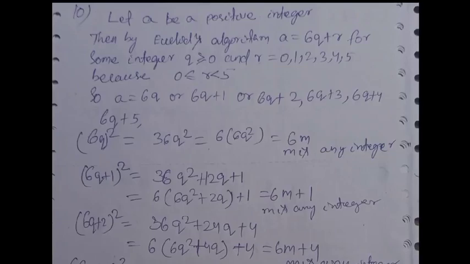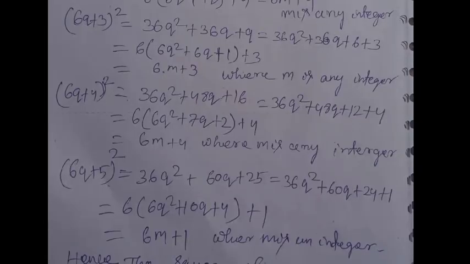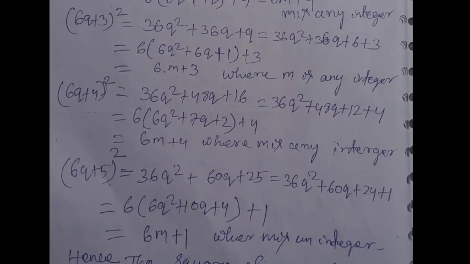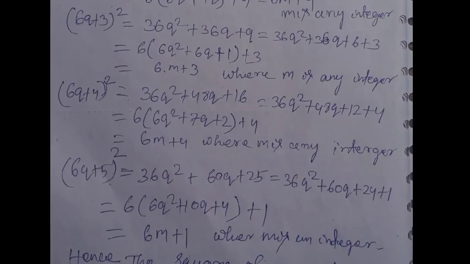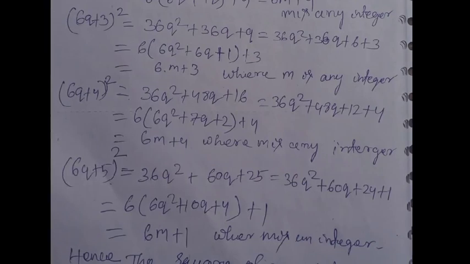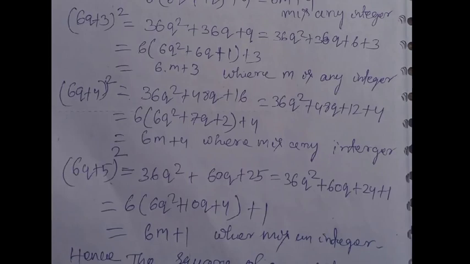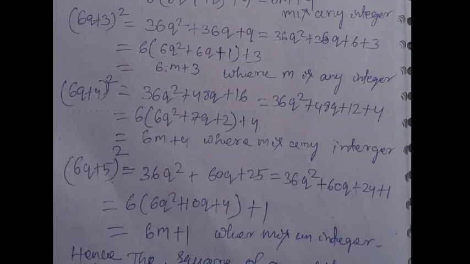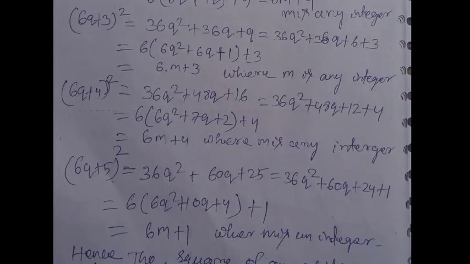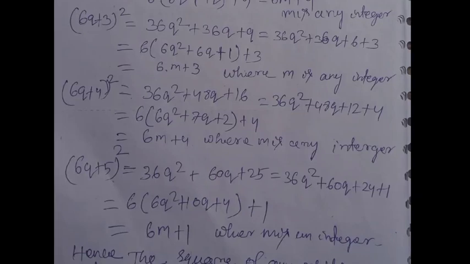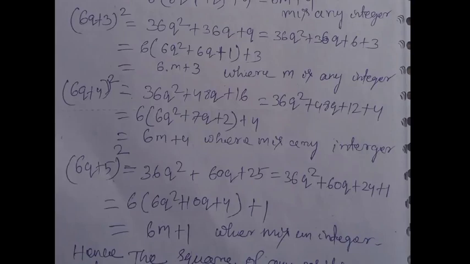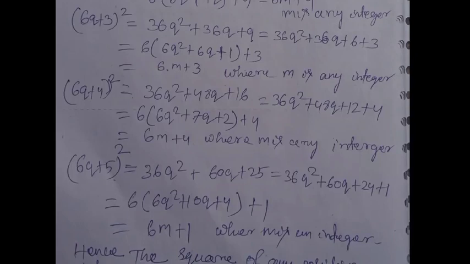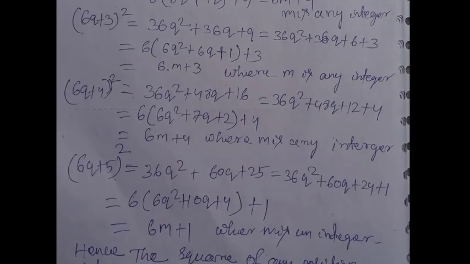Then (6q+3)², it is 36q² + 36q + 9, it is 36q² + 36q + 6 + 3, it is 6(6q² + 6q + 1) + 3. Then it is in the form of 6m + 3, where m is an integer. Then (6q+4)², that is 36q² + 48q + 16 equal to 36q² + 48q + 16. 16 will be converted into 12 + 4. Then after taking 6 common, 6(6q² + 8q + 2) + 4 equal to 6m + 4, where it is in the form of 6m + 4.